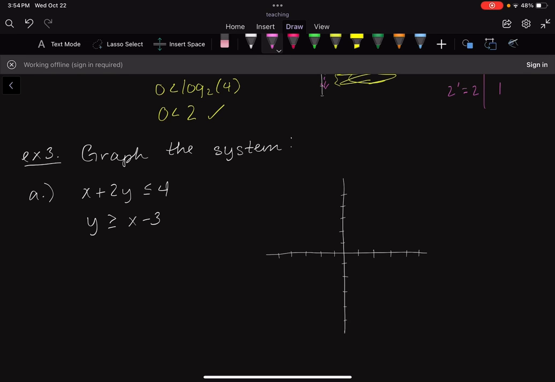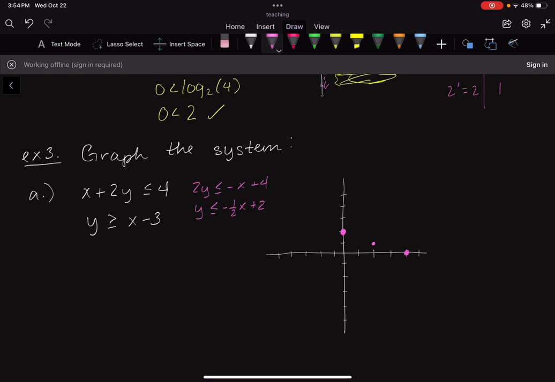So I'm just going to graph both of my lines first. For my first one, I need it in y equals mx plus b form first. So I have 2y less than or equal to negative x plus 4. Divide by that 2, so I get y less than or equal to negative 1 over 2x plus 2. And now I'll go graph it. So I have plus 2, then minus 1 over 2, minus 1 over 2.